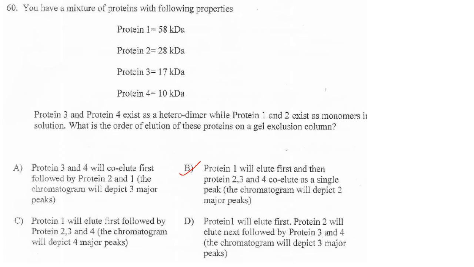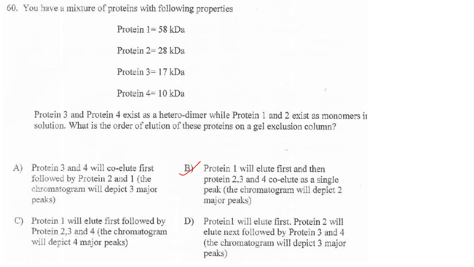Then before that, what is a homodimer? It comprises the same polypeptide, and heterodimer, it comprises two different polypeptides. Now it is given that protein 3 and 4 exist as heterodimer and protein 1 and 2 exist as monomers. So in gel exclusion chromatography, separation takes place based on size only. The protein will always separate on the basis of its native size. There is no denaturation of the proteins here, and it will not get separated into its polypeptides while passing through the column.